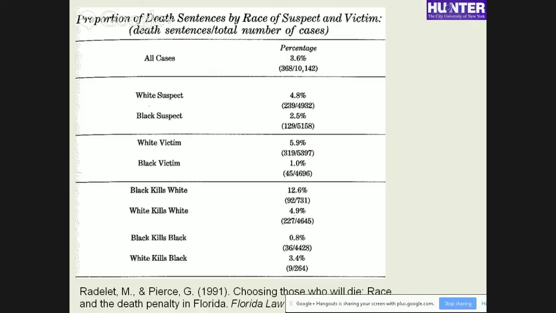But what we can say is that where there is a white victim, there is here a risk ratio of 6 for the application of the death penalty, very large, and the case of black kills white has by far the largest application of the death penalty. So it's 12.6% relative to black kills black, which is the lowest, 0.8%.